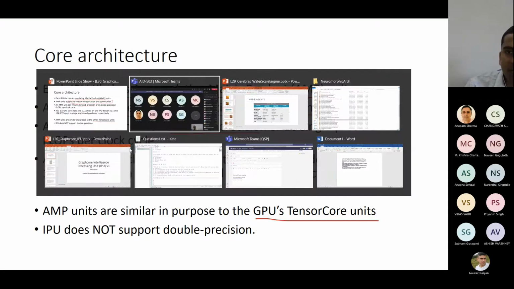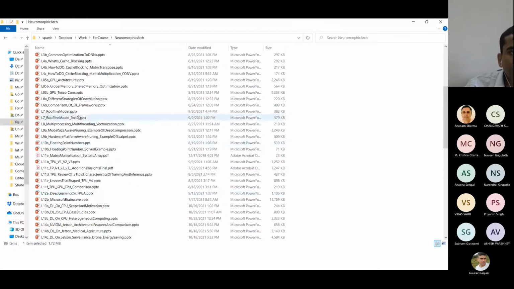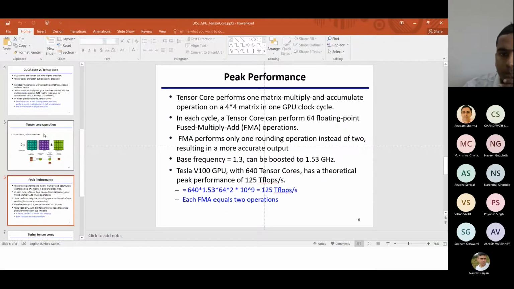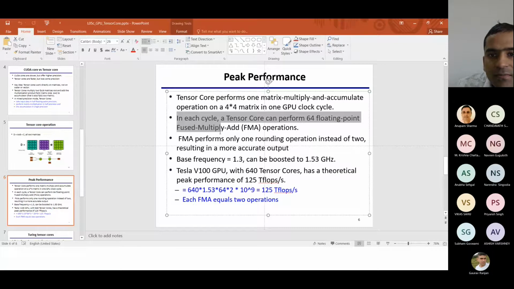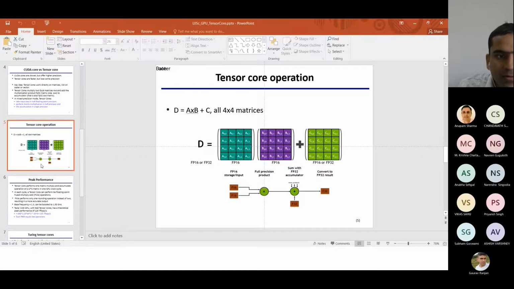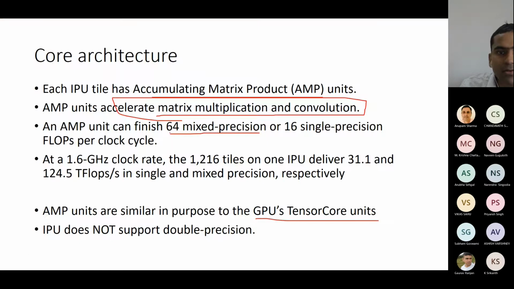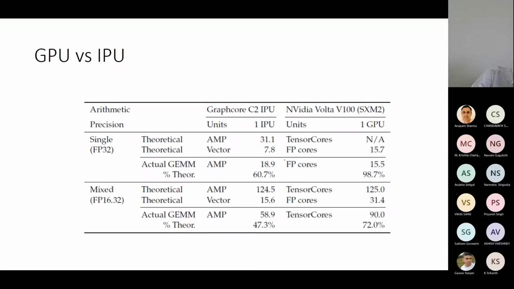Let us compare it with the tensor core. In each cycle, a tensor core can perform 64 FMA operations. Of course, they are all mixed precision, half precision. So here it is 64 floating point FMA operations. And how many can the IPU do? It can also do 64 mixed precision flops, but here it is flops. There it was FMA.